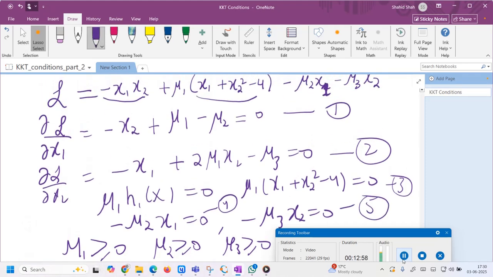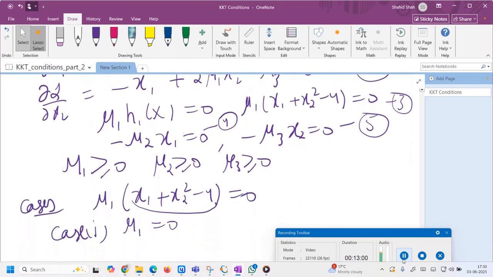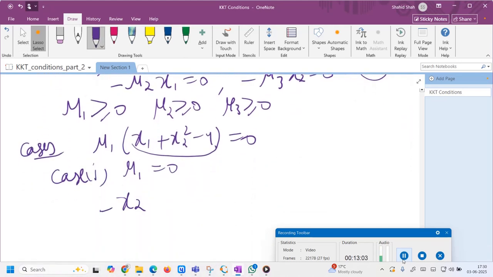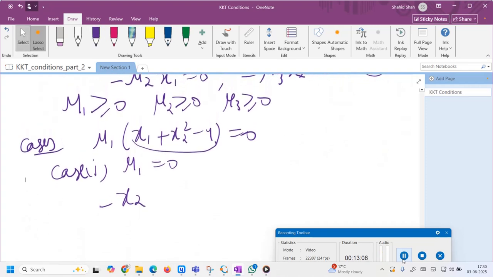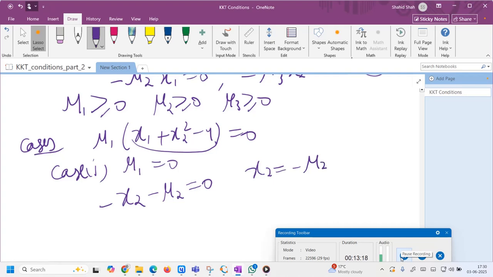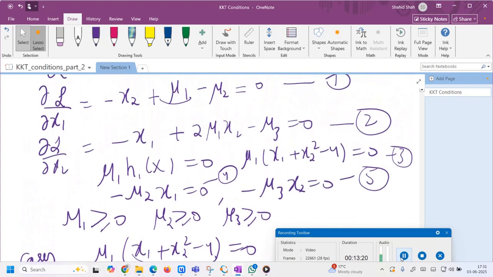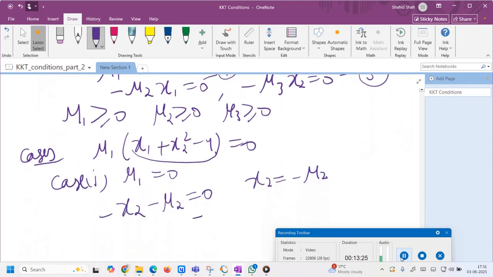Let's put mu1 equal to 0 in this equation. So we'll get minus x2 minus mu2 equal to 0. So this gives us clearly that x2 is minus mu2. Fine. And what will be the next equation? We put mu1 equal to 0 here. So we'll get minus x1 minus mu3 equal to 0. So again x1 is equal to minus mu3.